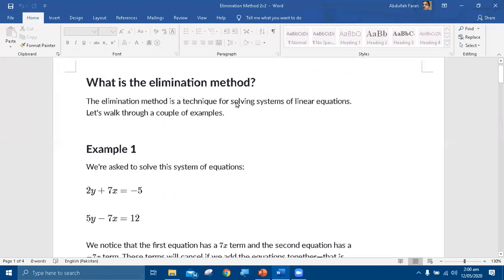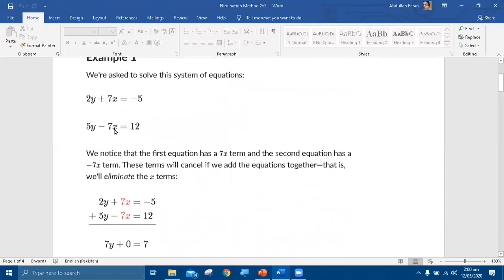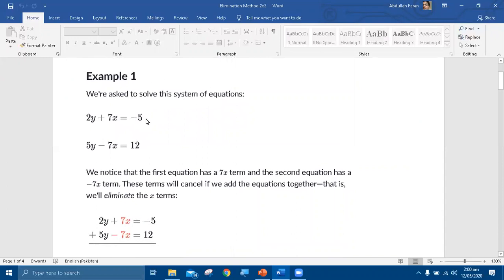What is the elimination method? It is a technique for solving a system of linear equations. We'll be walking through a couple of examples. Let's take example number 1. We're asked to solve this system of equations: 2y plus 7x equals minus 5, and 5y minus 7x equals 12.